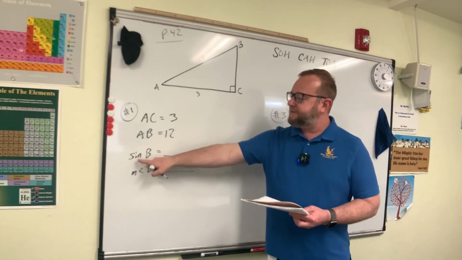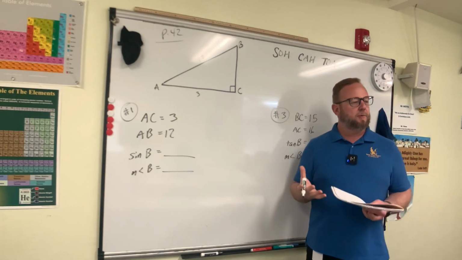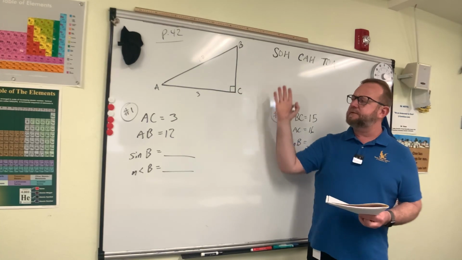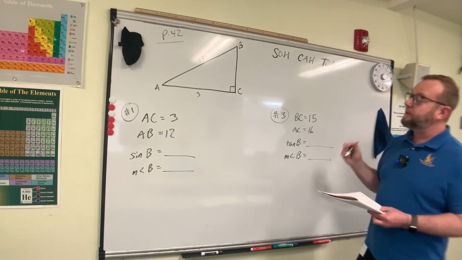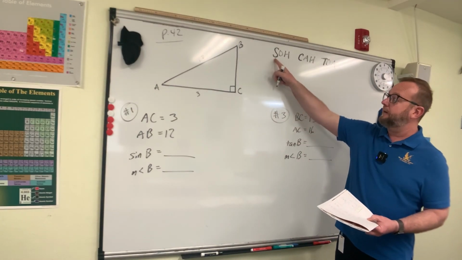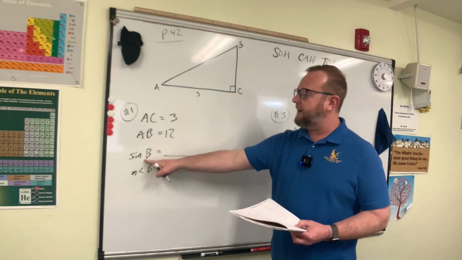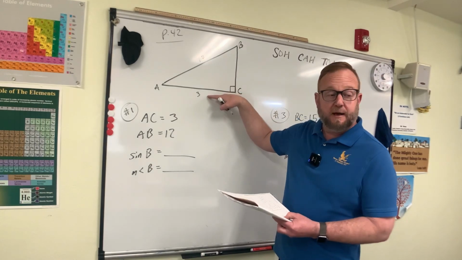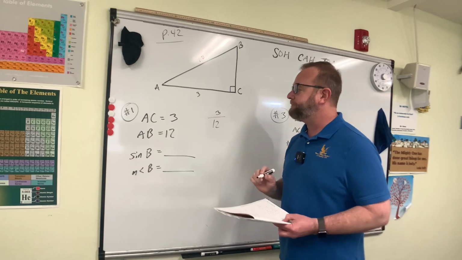How do I remember what sine is when it comes to adjacent side, opposite side, hypotenuse, all those things? We want to use SOHCAHTOA. So that helps us remember. I can immediately think of sine is opposite over hypotenuse. So if I want to find the sine with respect to B, I go with the opposite side over the hypotenuse. So that's 3 over 12.